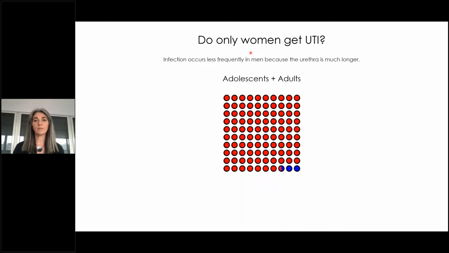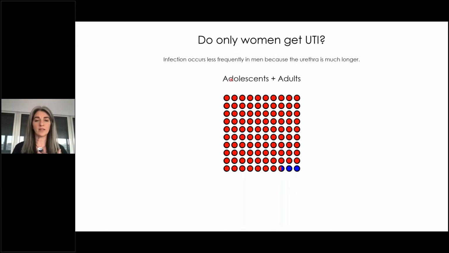And a lot of the time we get the question, actually, do only women get urinary tract infection? One of the explanations that we hear frequently for the number of women who get UTI is that infection occurs much less frequently in men because their urethra is much longer. And so we're going to just talk about that for one second.